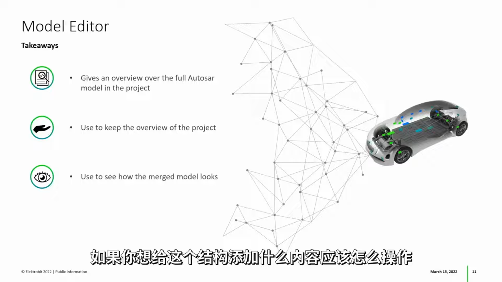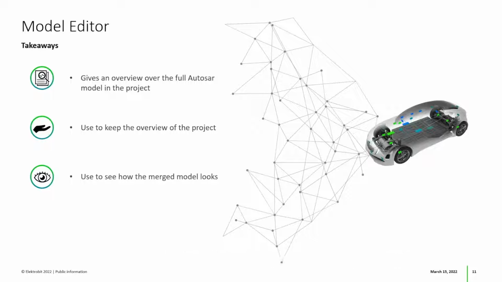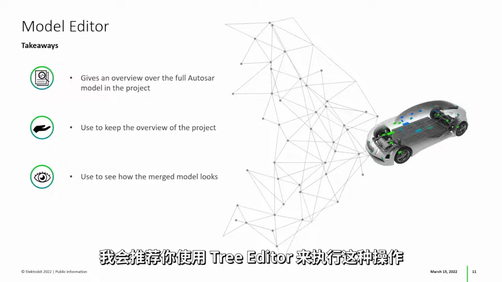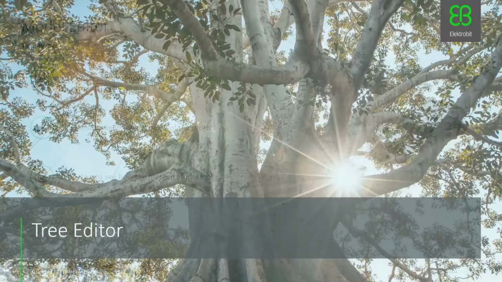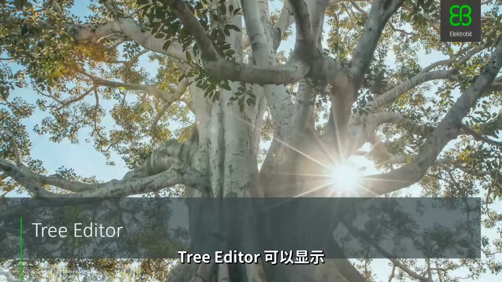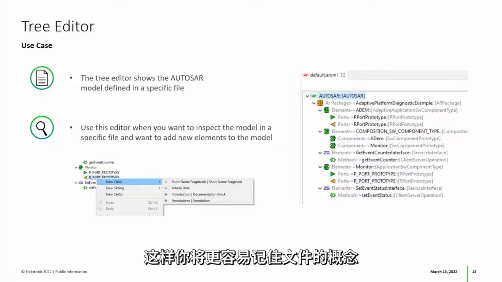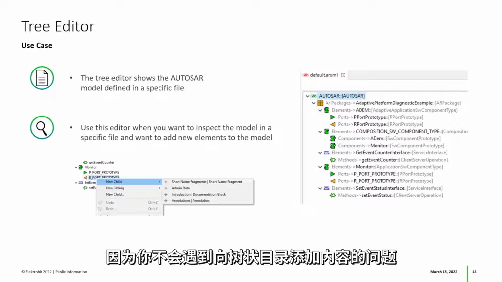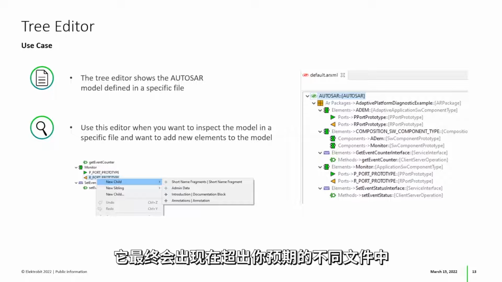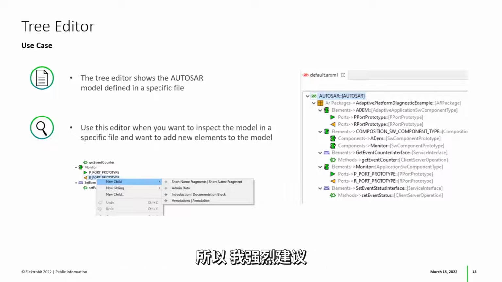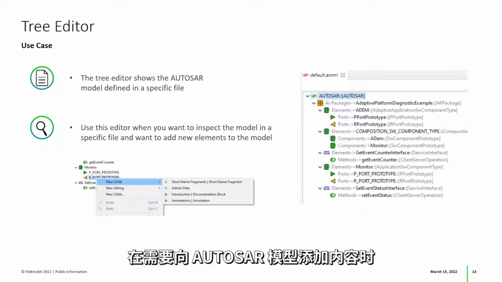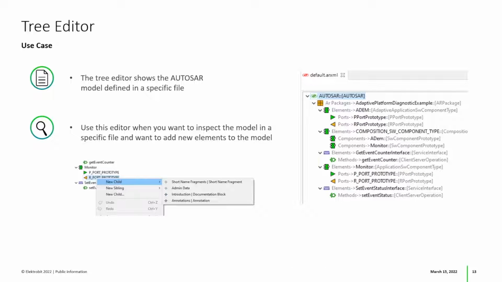So what if you want to add things to the structure? Then I would recommend to use the tree editor for this. The tree editor shows the AUTOSAR model defined in a specific file. And it's easier to work with the concept of a file in the back of your mind, because you will not have the problem that you add something to the tree and then it ends up in a different file than you anticipated. So I would really recommend to work with the tree editor on a specific file when adding things to your AUTOSAR model.